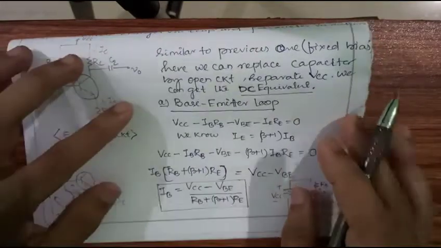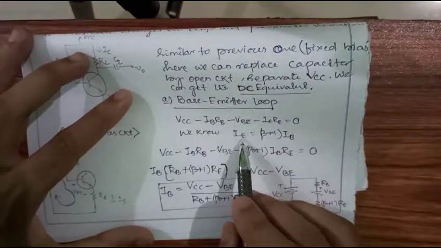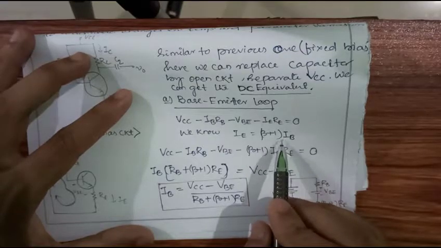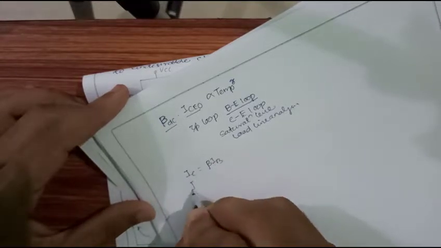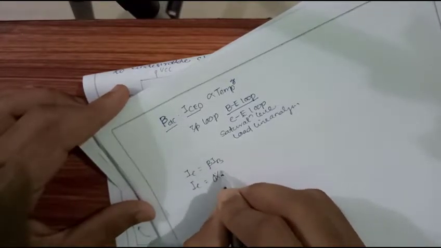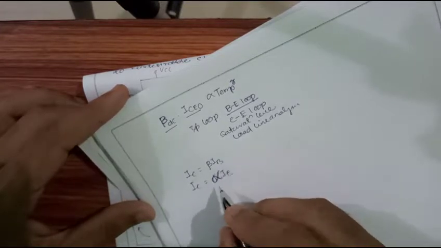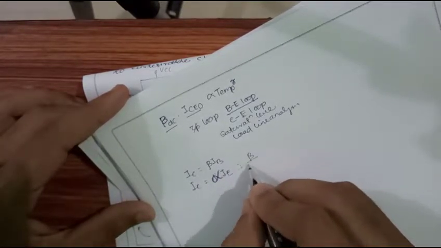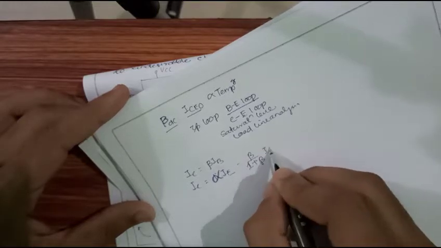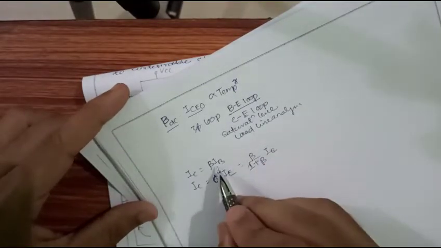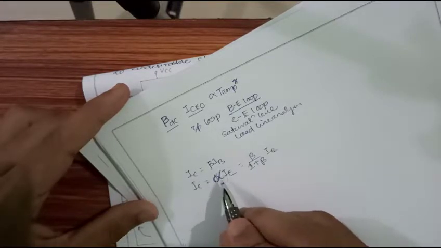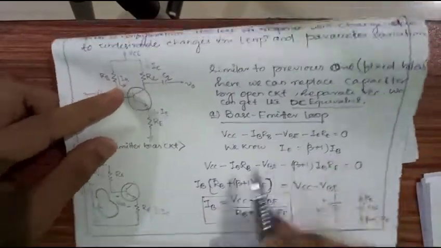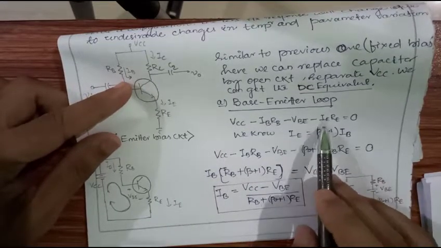And if you remember from our previous videos, IE is nothing but beta plus 1 times IB. How do we know? Our IC is equal to beta IB, and IC is equal to alpha IE. In place of alpha, if I write beta upon 1 plus beta, that is the alpha value, times IE. So if I convert my IE in terms of IB, then I have to replace this beta IB in terms of IC. Here we can find the value of IB, so I can change my IE into IB.